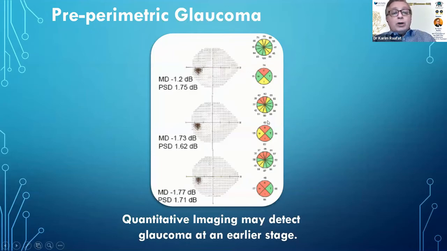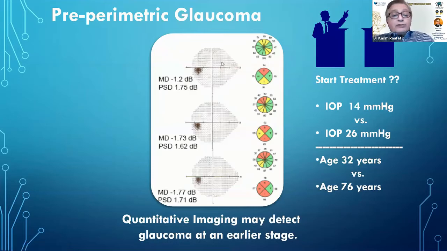The nerve fibers are affected and progressing, but the field is not progressing. And here there is a debate. Do we start treatment depending on just these papers and numbers, or do we follow up these patients? Let me put two scenarios. If the patient has an intraocular pressure within normal, 14, or a patient has 26 millimeters of mercury. And another scenario, a young patient in the 30s or an old patient in the 70s, will it make a difference?